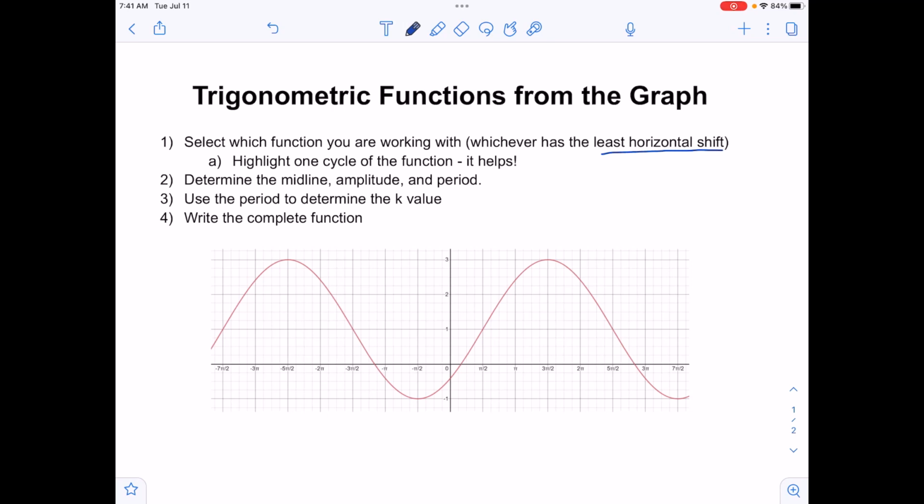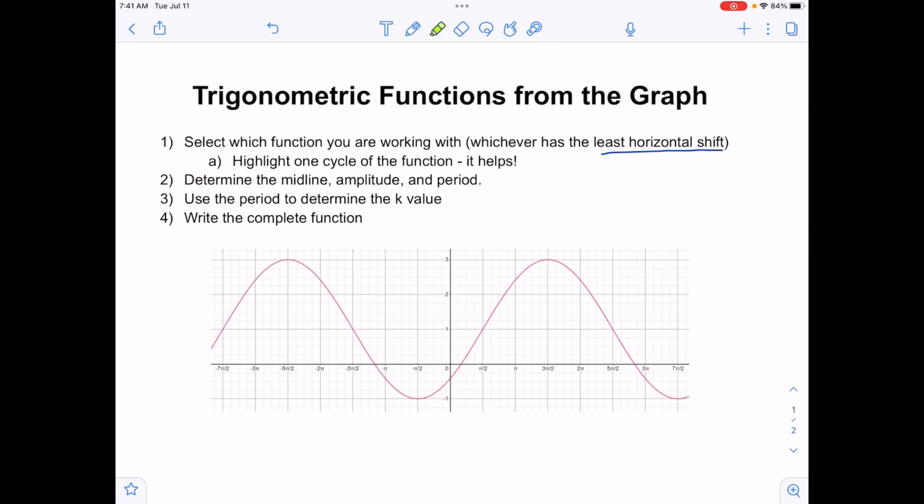My strong suggestion to you is to highlight one cycle of the function. Even if you are not somebody who usually marks up your paper, I really suggest that you do. I just find it helps to concentrate your effort when you really know what you're paying attention to. So let's take a look here. I'm going to see if I can find my two options.